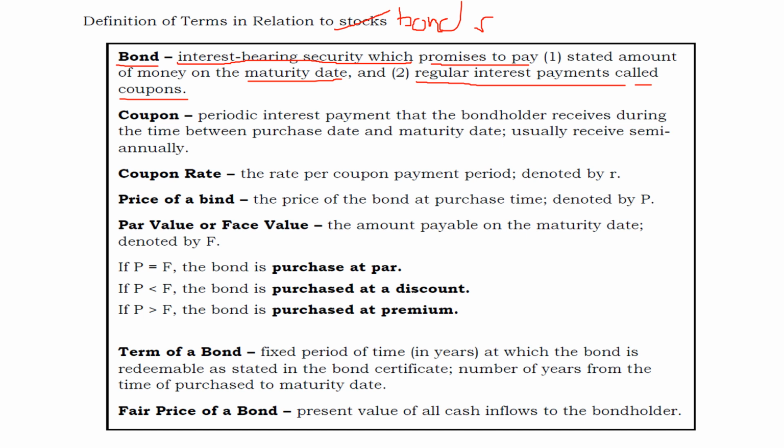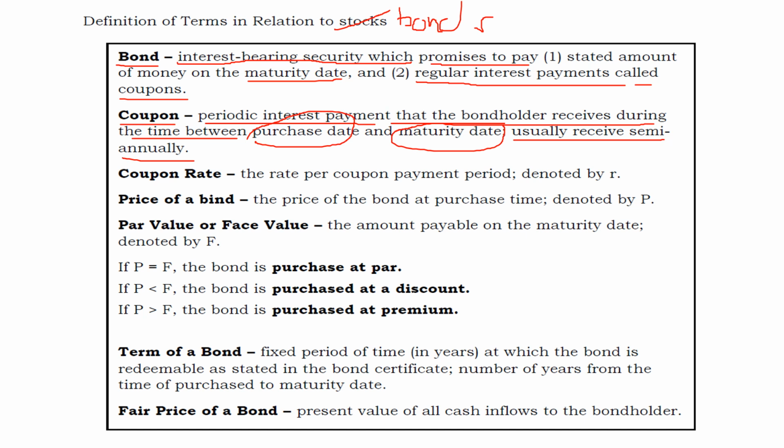Next is the coupon. By definition, it is a periodic interest payment that the bondholder receives during the time between the purchase date and the maturity date. Usually received semi-annually.